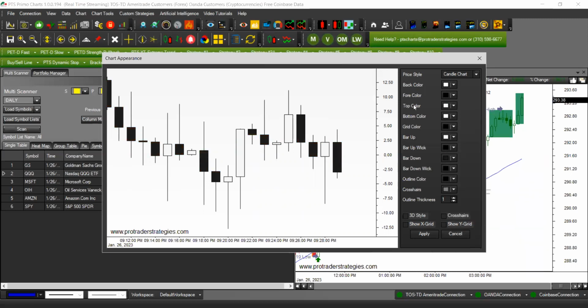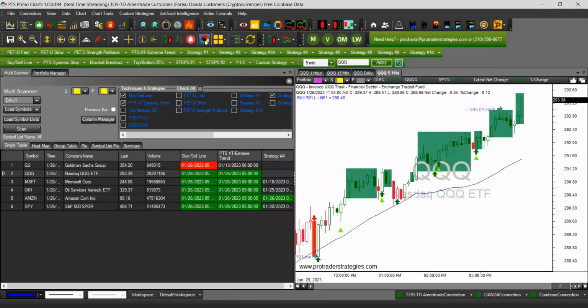So also you have the fore color, the top color. That refers to these axis colors. If you don't want them, it depends on how you have your chart, because if you have your chart all black, probably you will need to change those to white. So that's pretty much what the chart appearance will do for you. And this is this icon with the three colors. That's where you access it.